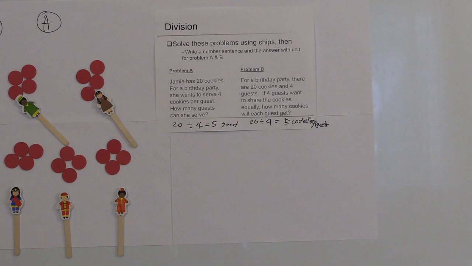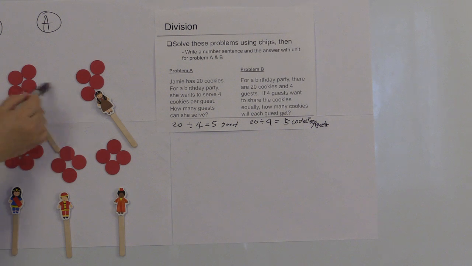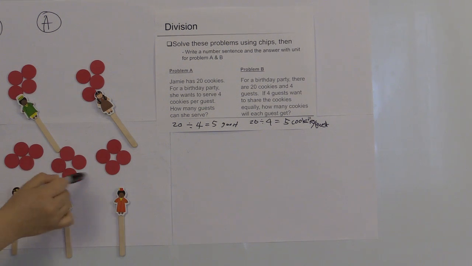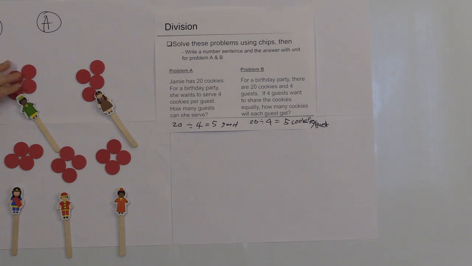So my answer is what? My answer is the number of guests: 1, 2, 3, 4, 5. So this is A. This is probably how they're going to solve the problem. They're going to take away 4 at a time. And how many groups of 4 can I make? So 1 group of 4, 2 groups of 4, 3, 4, 5 groups of 4. So my answer is 5 groups, which is 5 guests. But this is problem A. Do you see what I'm talking about?